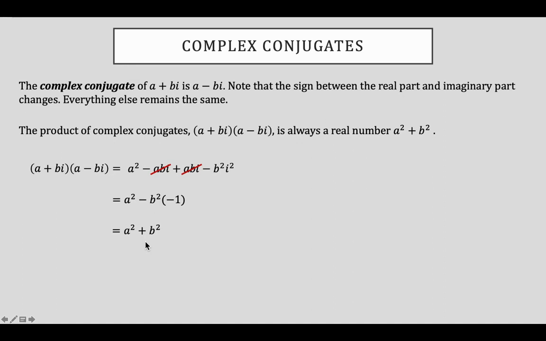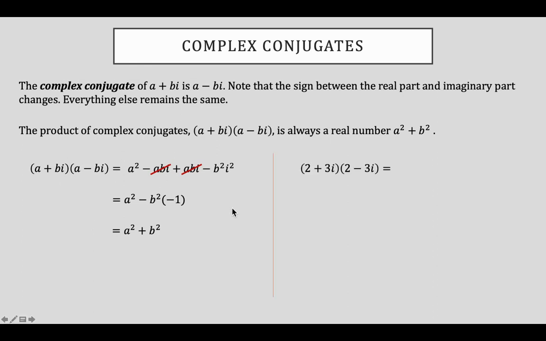So there's a little shortcut to recognize if you are multiplying complex conjugates, it's always going to turn into a real number, a squared plus b squared, where a is the real component of your complex number, and b is the constant multiple in front of your imaginary component. Or instead of memorizing, it doesn't take too much effort to just FOIL everything out.